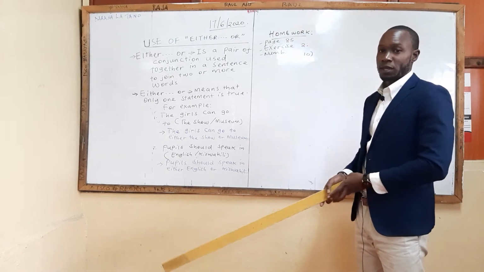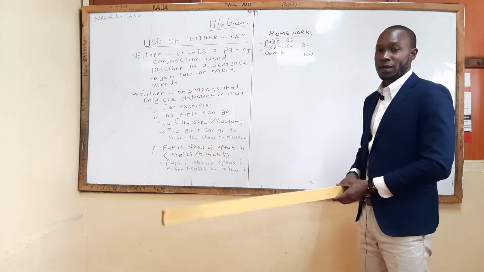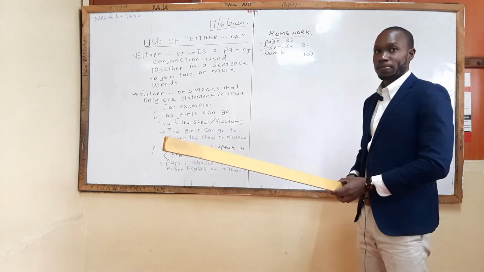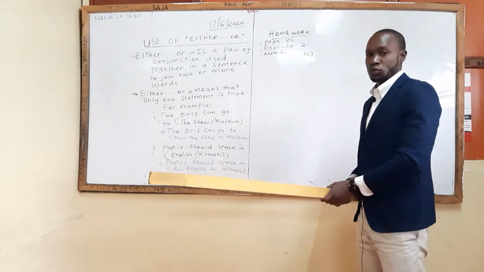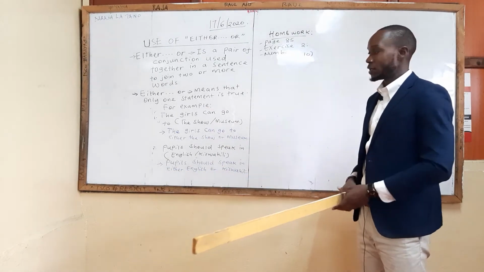For example, if we say that you can either speak Kiswahili or English, that means you can choose to speak in Kiswahili or you can choose to speak in English. You can only take one.